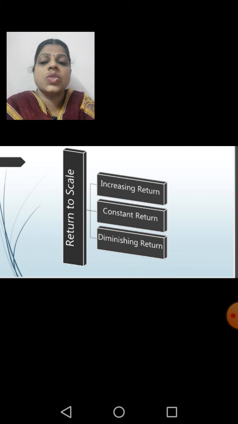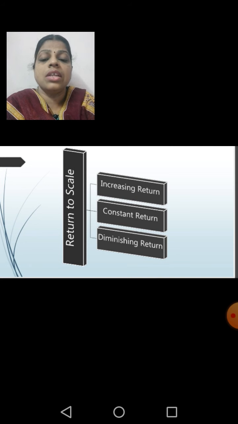In returns to scale, we can see three returns, just as in the law of variable proportions three stages are there. Here also it is in the form of returns. The first one is increasing returns, the second one is constant returns, and the third one is diminishing returns. These are the three returns in returns to scale.